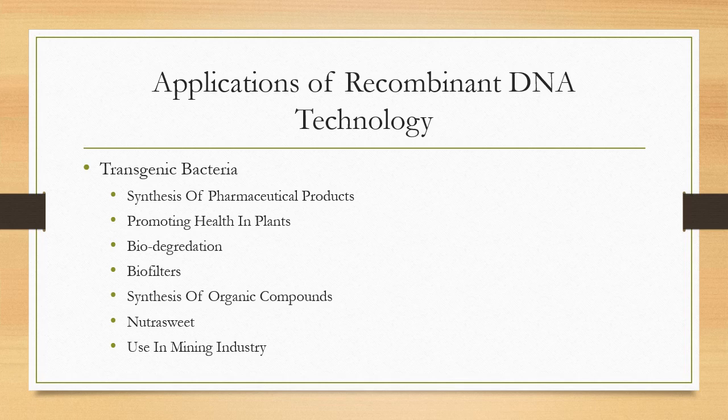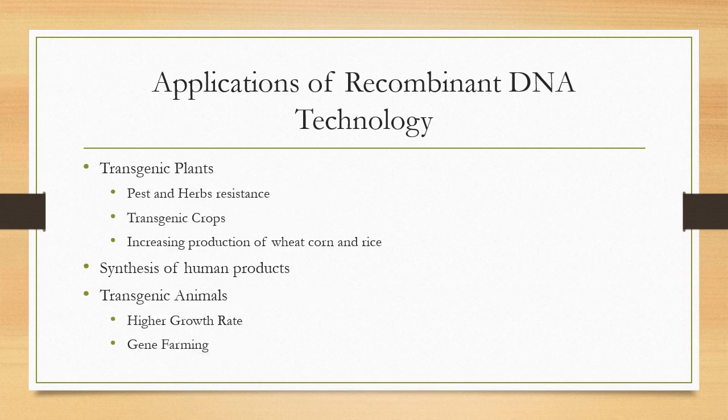and we can obtain certain valuable metals from this technology. And the application of recombinant DNA technology is used in transgenic plants. The plants with foreign DNA are called transgenic plants, and the following are uses of transgenic plants.